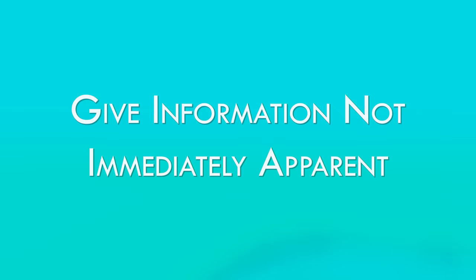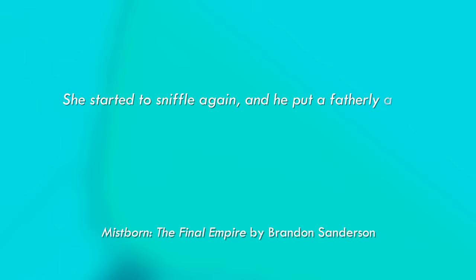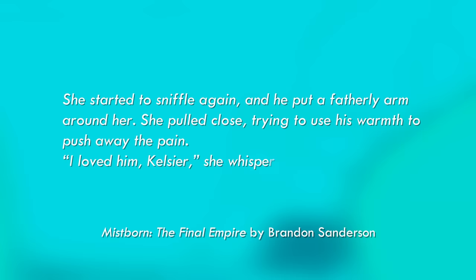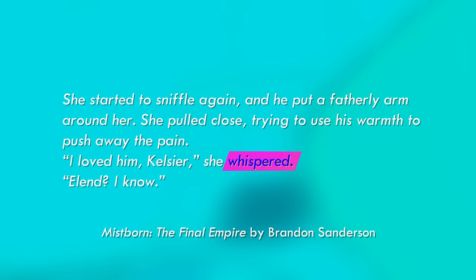One of the ways you can use these other dialogue tags is to give information that's not immediately apparent in the dialogue itself. She started to sniffle again, and he put a fatherly arm around her. She pulled in close, trying to use his warmth to push away the pain. "I loved him, Kelsier," she whispered. "Elend, I know." Whispered is just one of those sorts of words. It's just clarifying the tone.